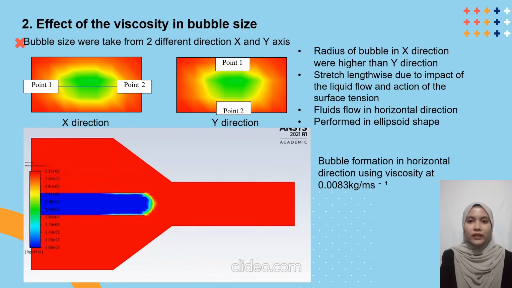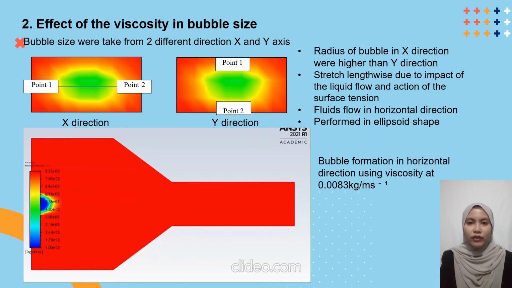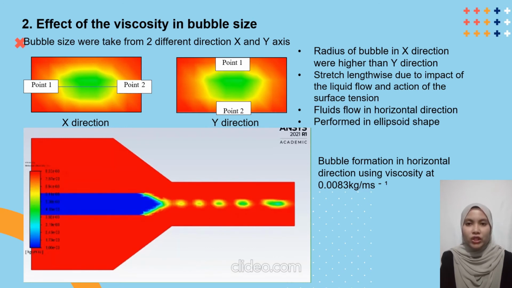Next result is the effect of the viscosity on bubble size. For the first step, the measurement of the bubble needs to be taken from two different directions, which are x and y directions. Based on the figure, in the x direction it requires a higher radius length than in the y direction. This is because of the stretch lengthwise due to the impact of the liquid flow in the horizontal direction and also the action of the surface tension, so the bubble grows into an ellipsoid shape.